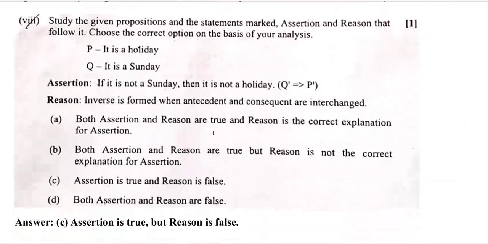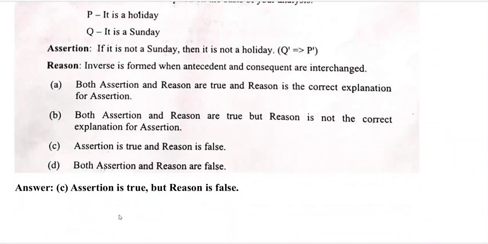Next question, 8. Here two statements are given. P: it is holiday, and Q: it is Sunday. If it is not a Sunday, then it is not a holiday, that is Q bar tends to P bar. Inverse is formed when antecedent and consequent are interchanged. Let us see the answer. Here the assertion is true, but the reason is false.